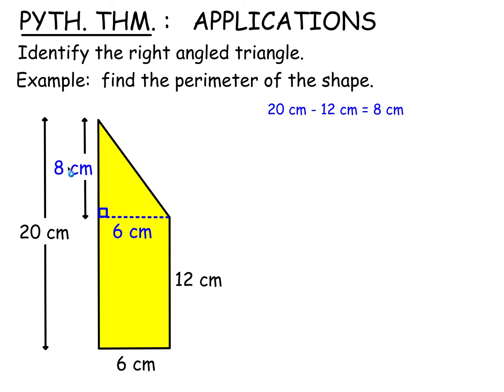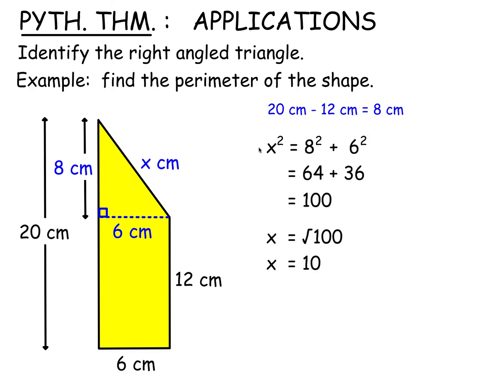We've now got the two sides of a right angle triangle. We want to work out the sloping side. We'll label it x. It's a hypotenuse, opposite the right angle. x squared equals 8 squared plus 6 squared. Follow it through, and x is 10. So that's Pythagoras' theorem on the right angle triangle here.